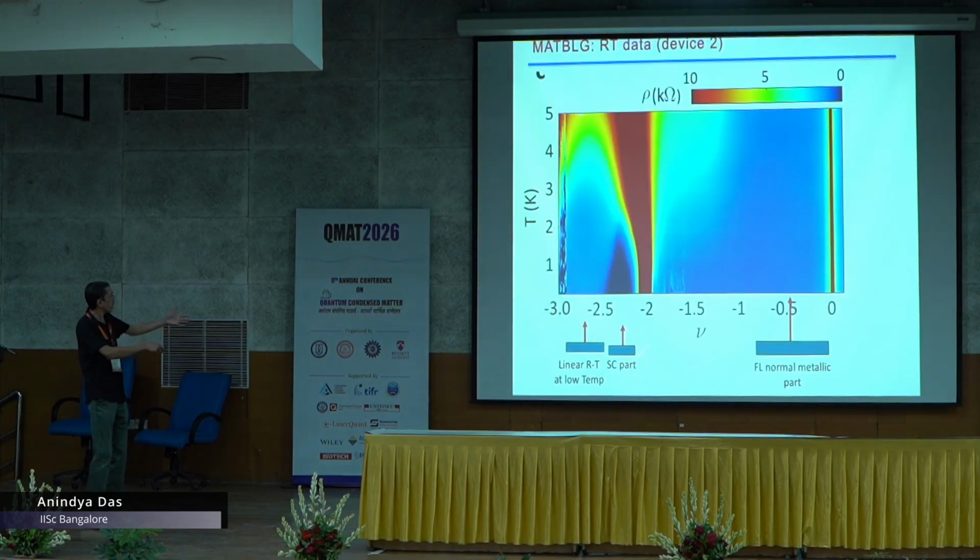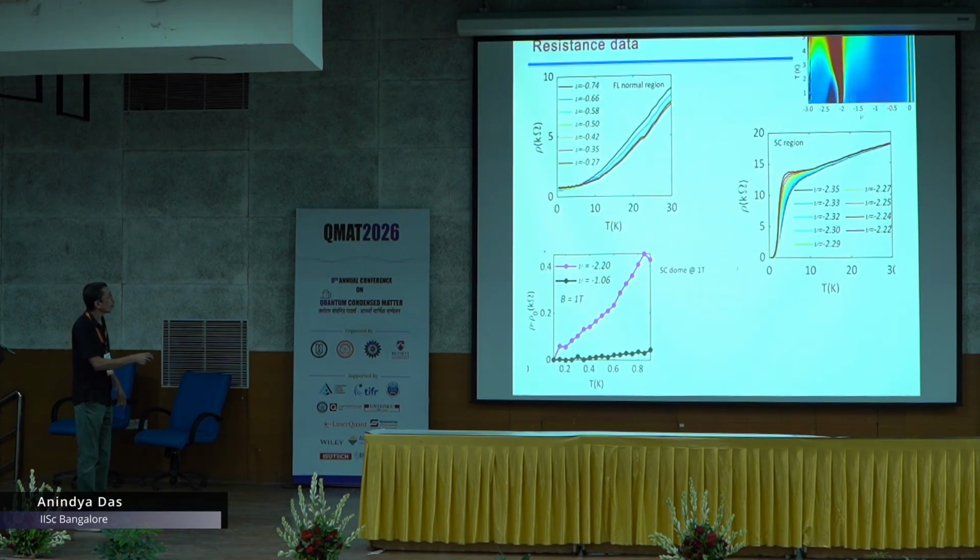Now this is the RT diagram of the system, and you can see this is the Dirac point I was talking about, this is your Fermi liquid normal metallic part, and this is the correlated insulator. By the way, I have saturated the resistance here, and this is the clean superconductivity dome you can see. If you look at the cut lines, you can see that for the Fermi liquid part, at these filling fractions the resistance behaves quadratically, which is expected from a Fermi liquid.